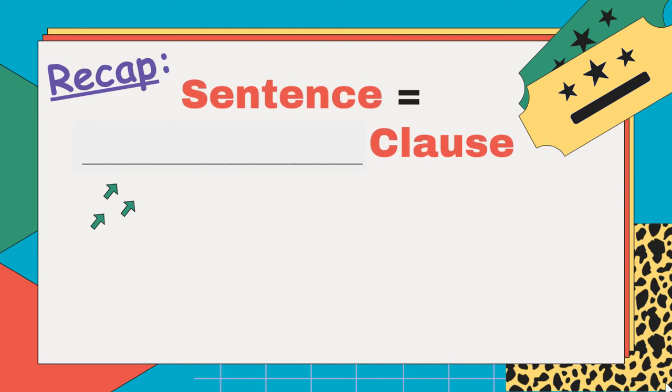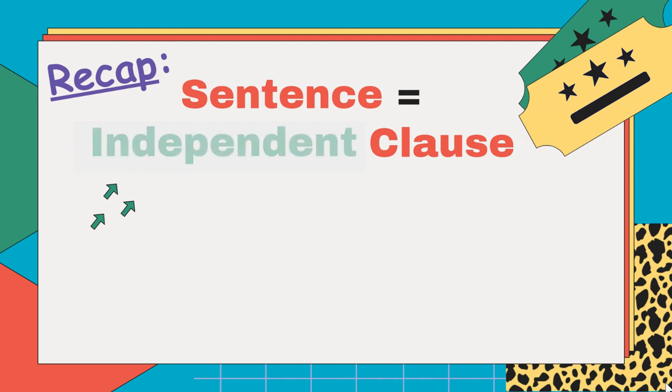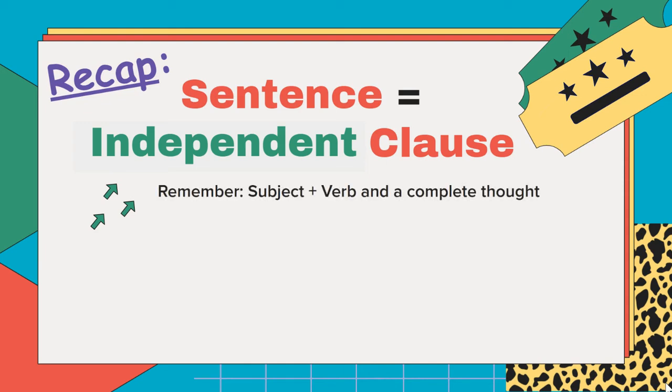Starting with the recap, a sentence is a blank clause. Do you remember this? We learned this. A sentence is a certain type of clause. And hopefully, you remember that it is an independent clause. Independent meaning a sentence can stand alone on its own. It is good. It is right. A sentence contains a subject and a verb and is a complete thought.